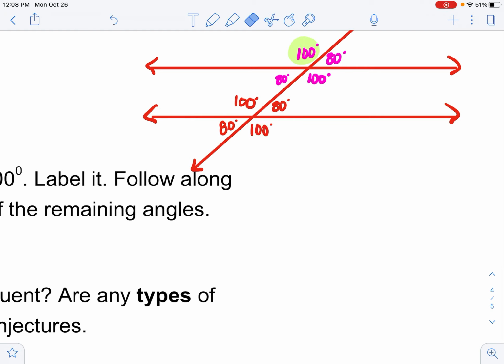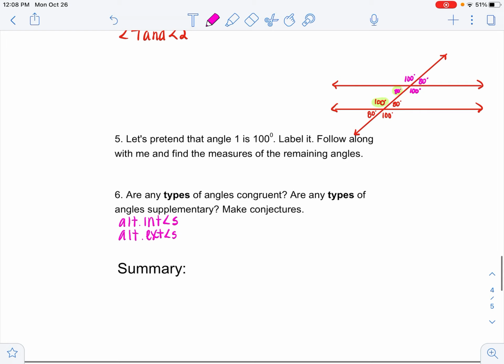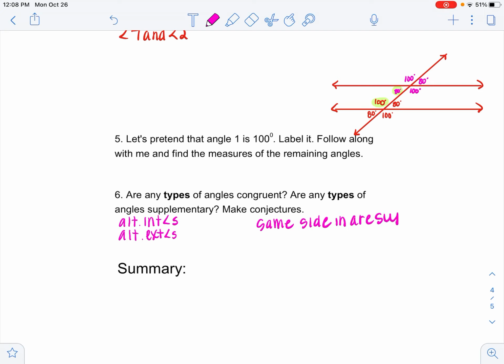All right, let's check same side interior. Are same side interior angles congruent? So if I choose this 80, what's a same side interior angle? This one that's 100. They are not congruent. But what do we notice about same side interior angles? They're not congruent, but what do they add to? They add to 180, so they're supplementary. So I'm going to put that in a different group right here. Same side interior angles are supplementary. These were congruent. These were congruent.